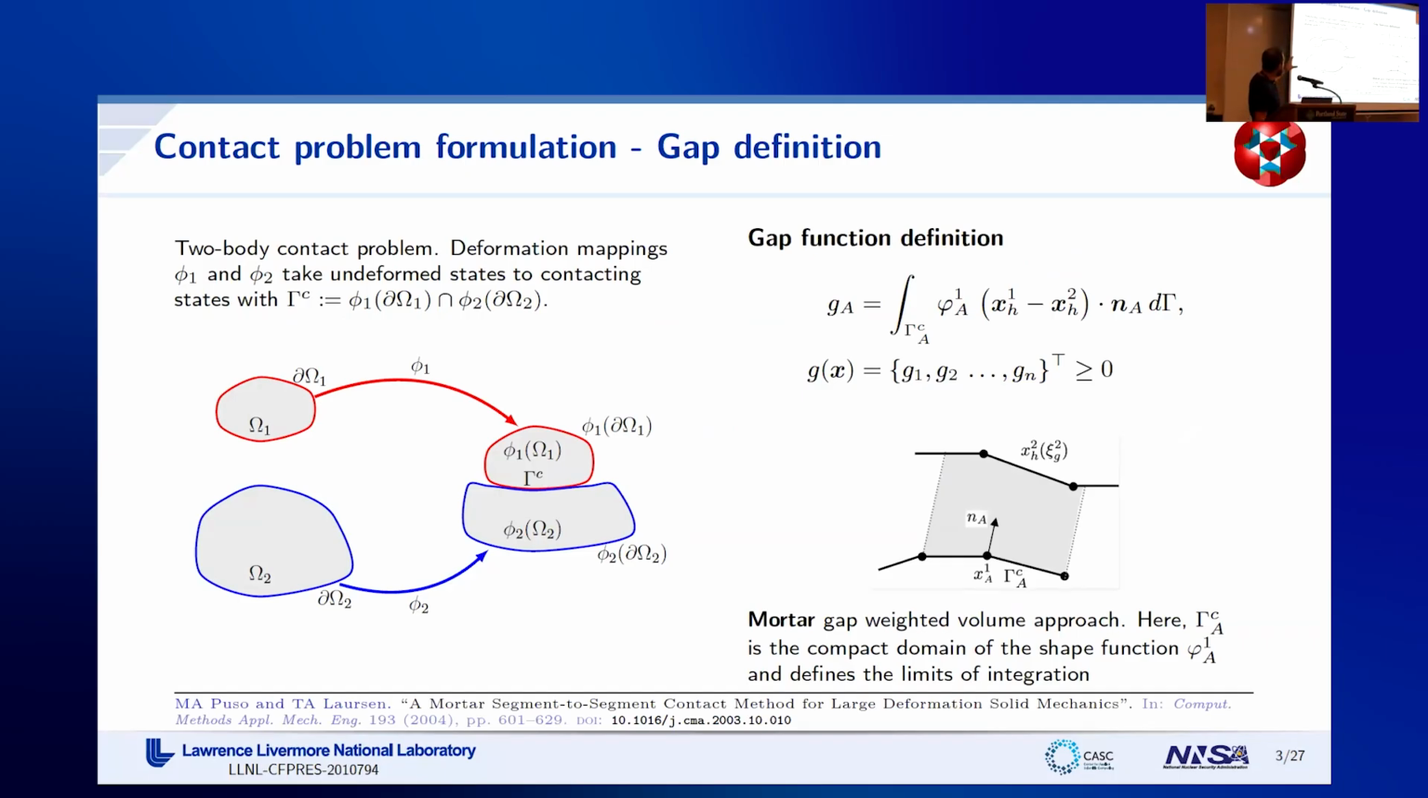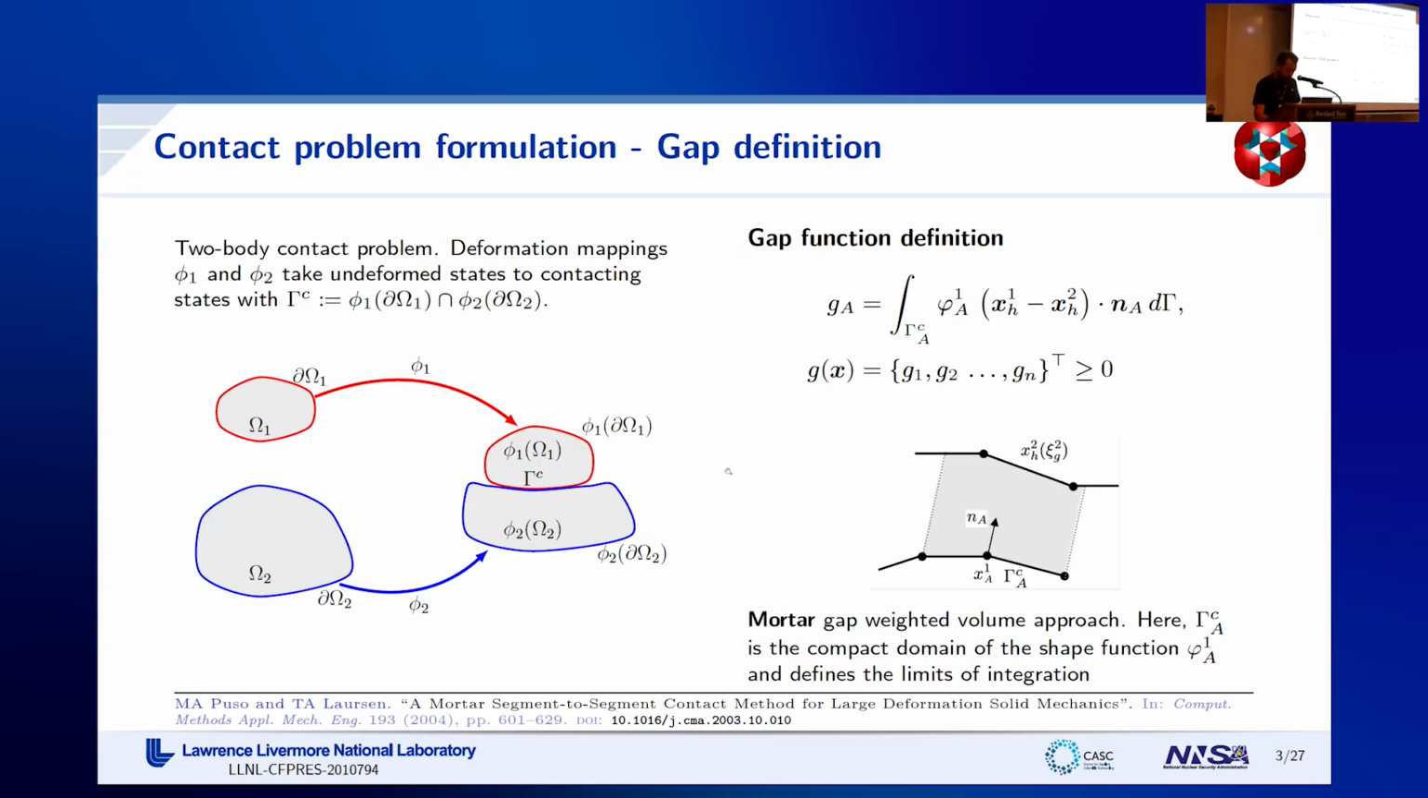So under contact, we have two bodies, and under these maps will be deformed into contacting states, and they will meet in some common interface. Let's call this gamma C, the contact boundary there. And there are more than a couple of ways to define the contact. In this work, we use the mortar method or the segment to segment because of being more robust. And this is also in Tribal, was readily available to us, where you define the gap in this weak sense.